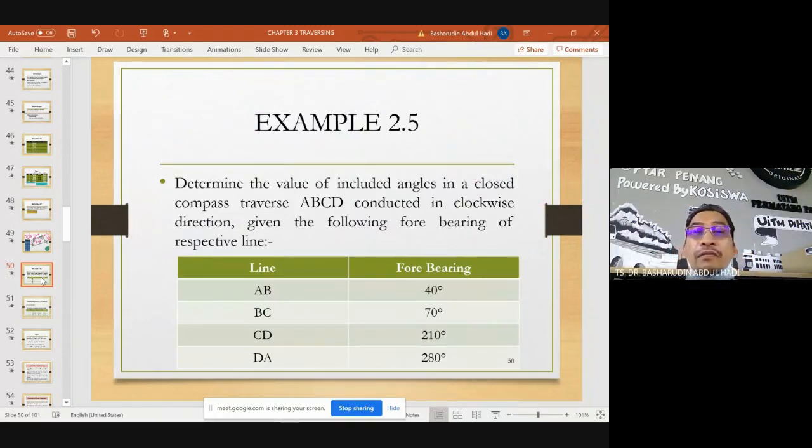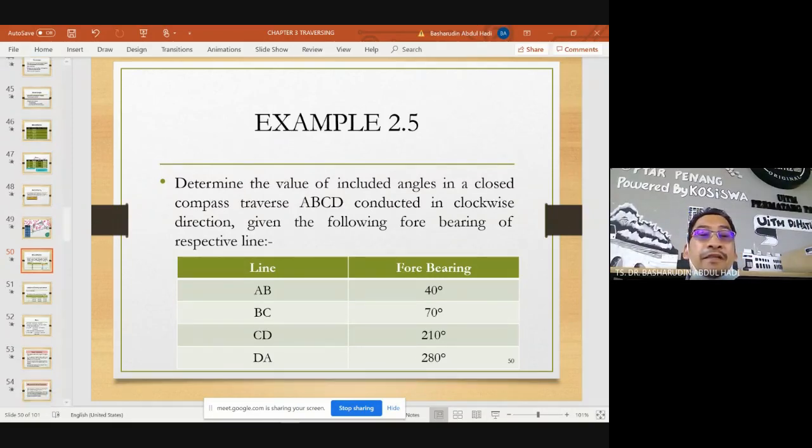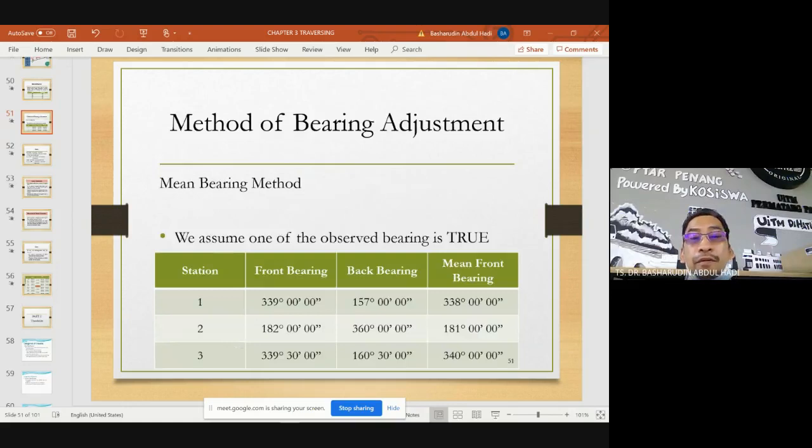Example: determine the value of equilibrium angle in the closed compass traverse A, B, C, D conducted in clockwise direction, giving the following bearings of each line. Okay, we have station, we have front bearing, we have back bearing. Front bearing we also call fore bearing, and we have mean front bearing. Mean front bearing means what? We assume one of the observed bearings is true. So we are assuming that maybe the front bearing or the back bearing is true, so we can calculate the mean front bearing.